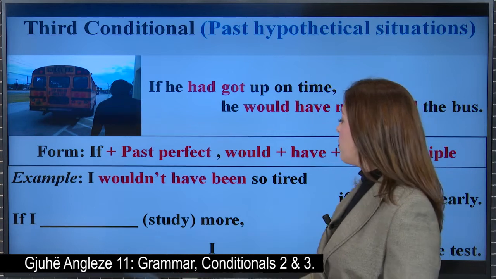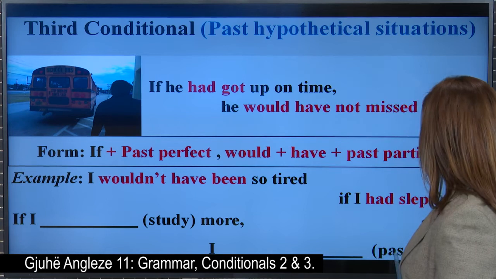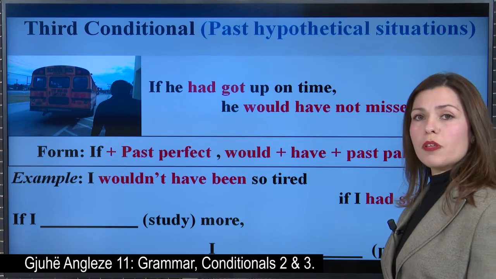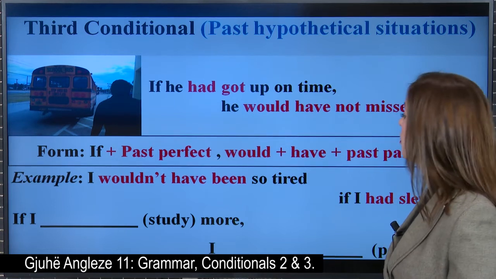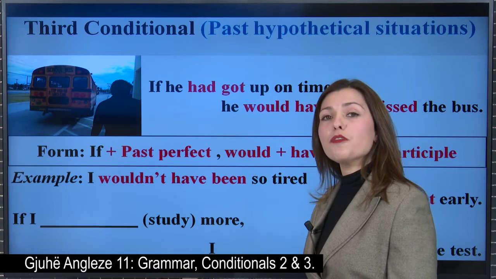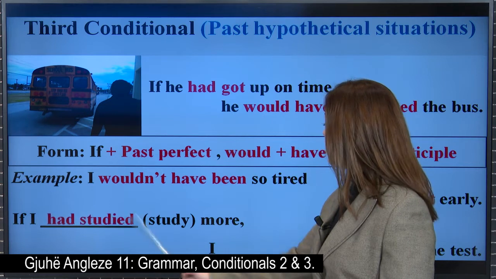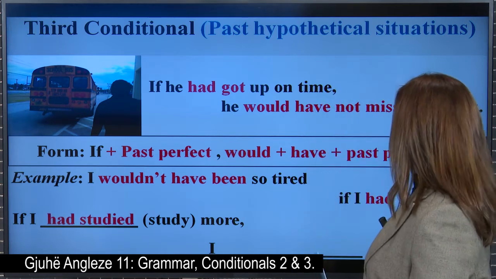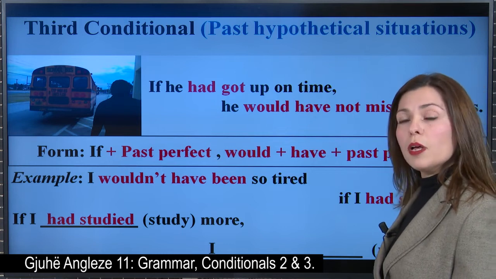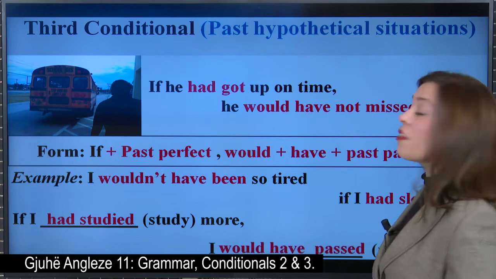If I, the verb is study more, I, the verb is pass the test. So again, please focus on the form that we learned. What did we learn? We need the if plus past perfect. So if I had studied more, I, what did we say in the second part? Would plus have plus past participle. I would have passed the test.